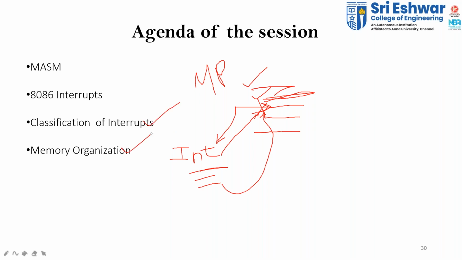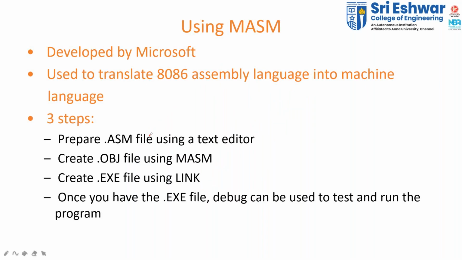This is what we are going to look at in today's session using MASM. We know MASM is the Microsoft assembler. We have a .asm file and object files, then we create a .exe file using link. Once you have created this .exe file, we can debug the program. These are the steps to be followed for executing an application using MASM. First, we are going to edit the program.